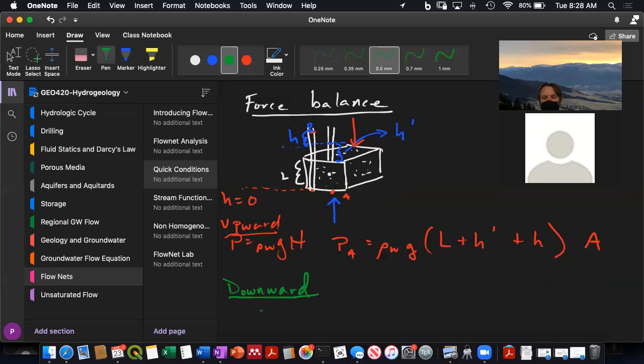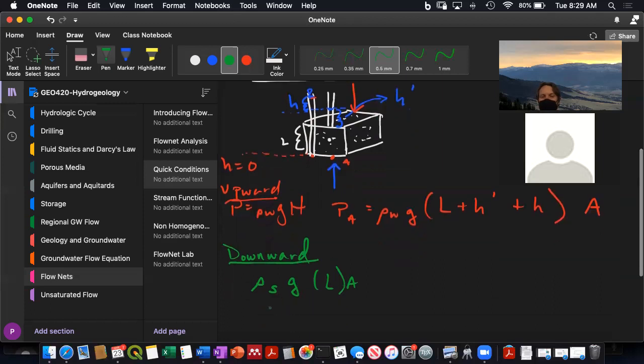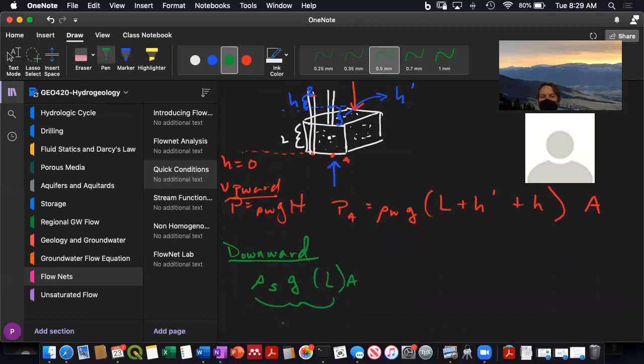So that would be rho sediment times G times the volume of the sediment above this point. So the volume of the sediment would be L times A. All right, and this is gravity pulling the sediment down.